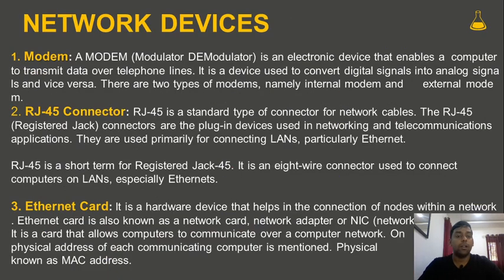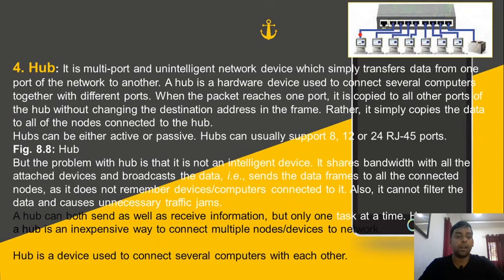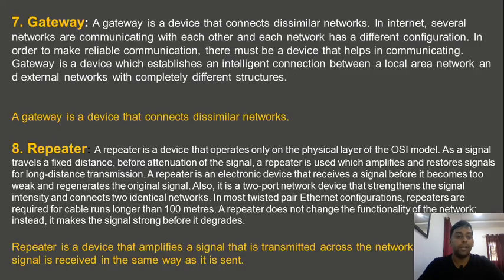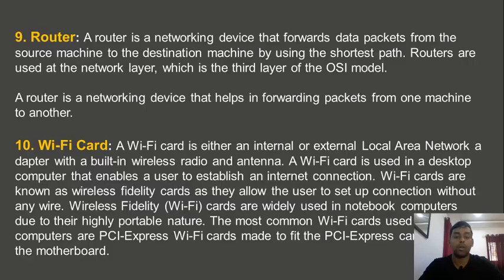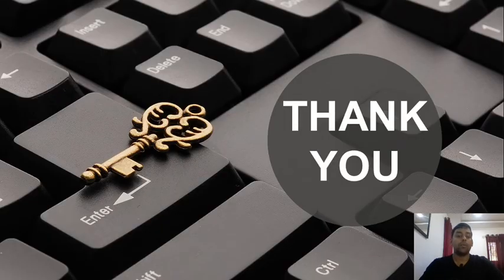So these are the devices: modem, RJ45, Ethernet card, hub, switch, bridge, gateway, repeater, router, and Wi-Fi card. These are all very important topics. This is all about the theory stuff, so you must go through this. We have gone through network devices as well as advanced terminologies, so just go through all of this.